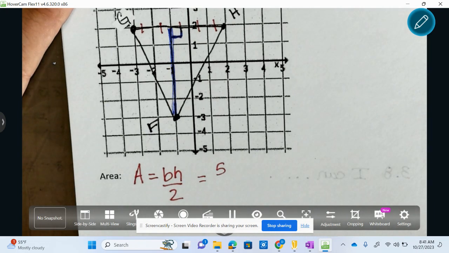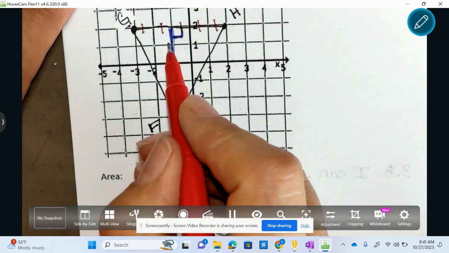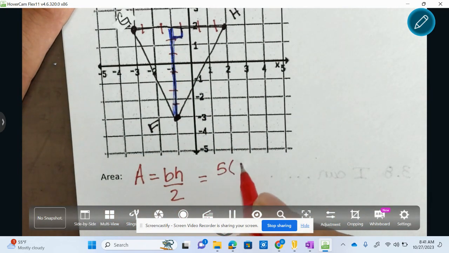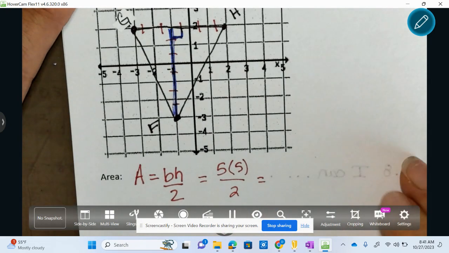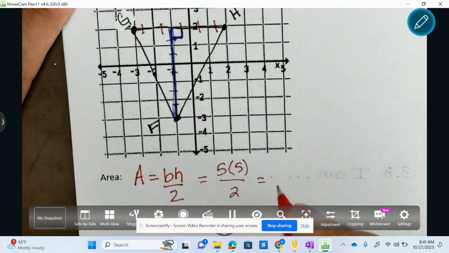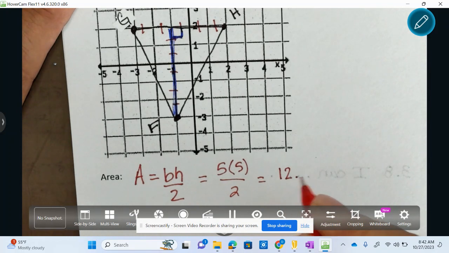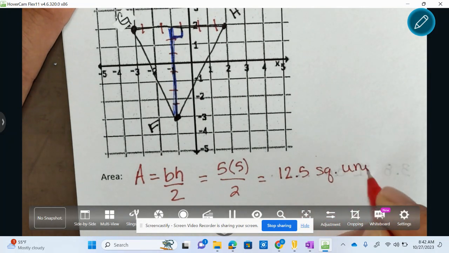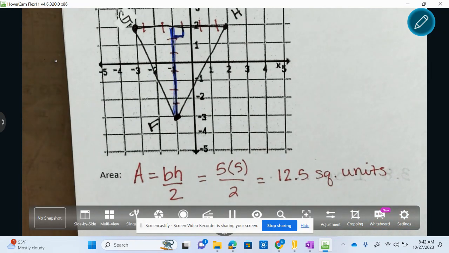So now I'm just going to count how tall my height is. It is 1, 2, 3, 4, 5. So I have 5 times 5 divided by 2, which equals 12.5 square units.